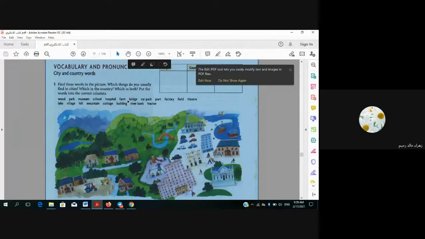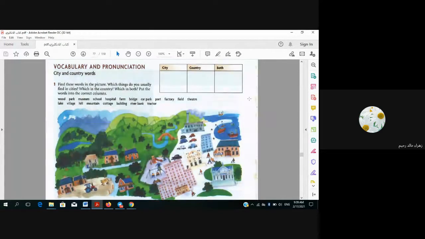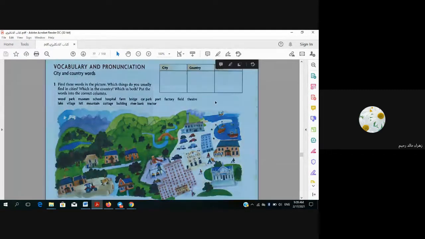Bridge. It means this one. Right. We find bridge in the country and even in the city. But in country, of course, there is a small bridge.